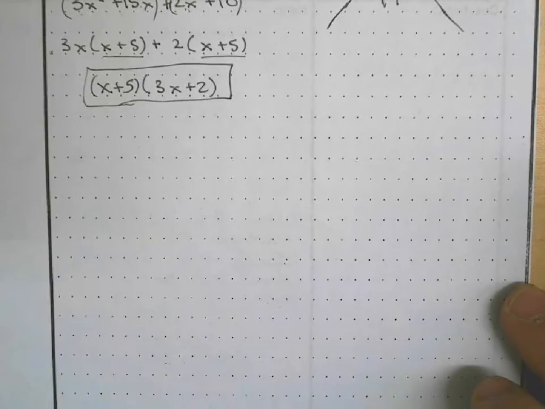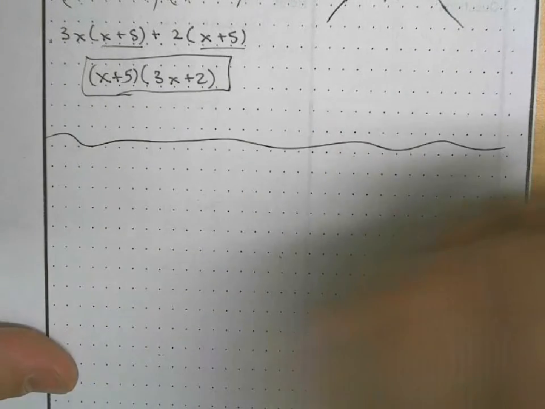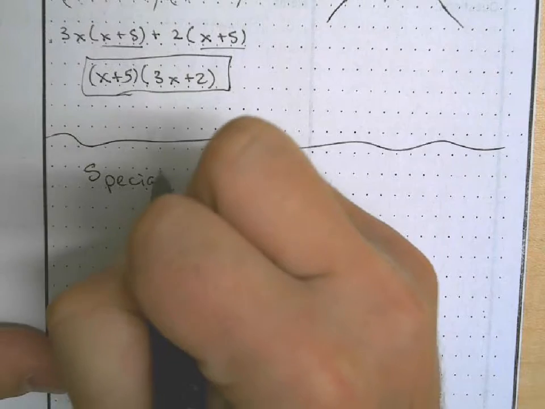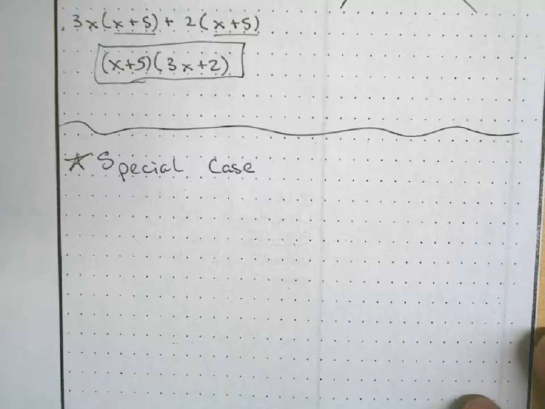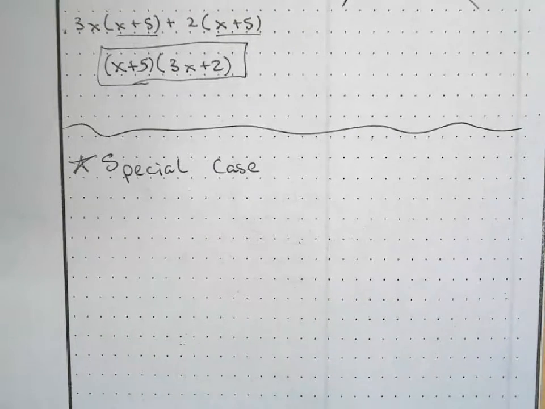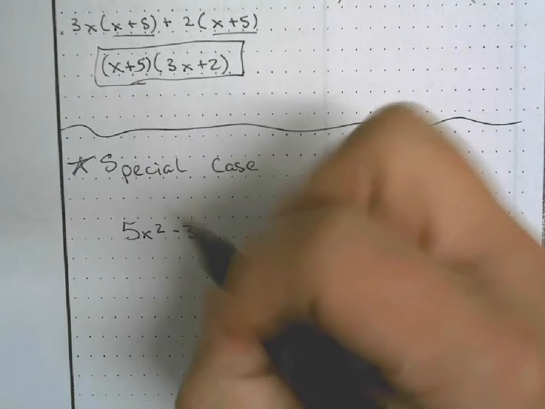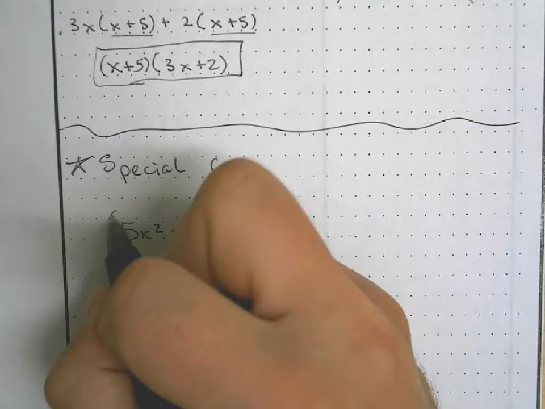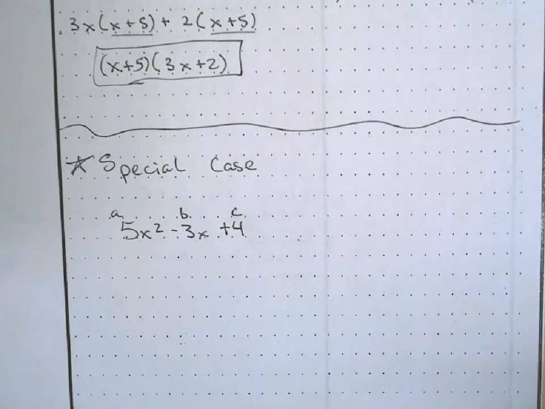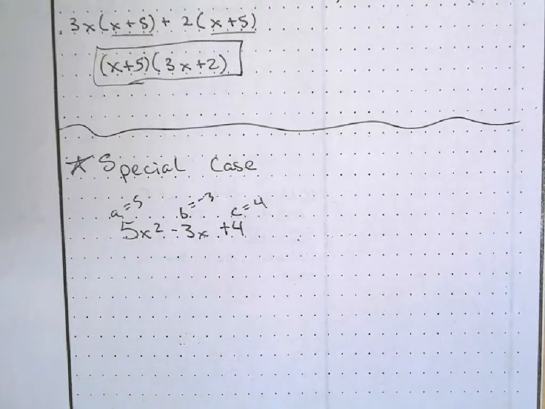Now I do want to show a special case. So this is our special case. And we're going to look at this example right here. So we're going to use the same process. I'm going to go A, B, C. So I have my A equals 5, my B equals -3, and my C equals 4.